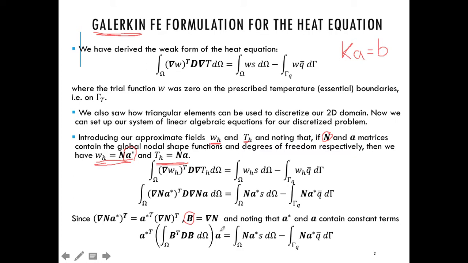Now, this is slightly different from the 1D case because we are writing everything in matrix notation, whereas last time we hadn't done that. We'd done it using index notation. So the important thing to remember about matrix notation is that the order of the multiplication is of utmost importance.